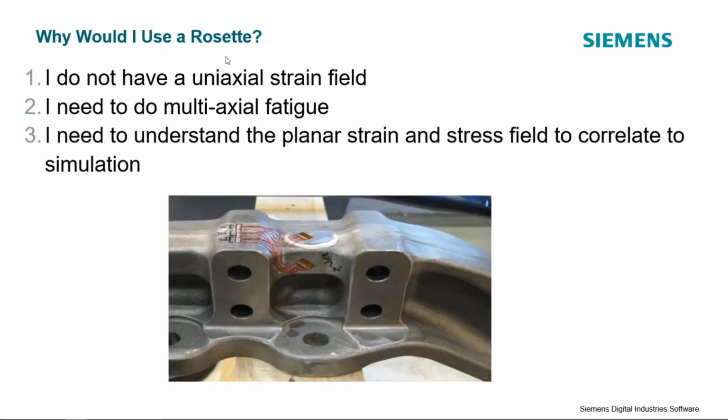So it's important to use a rosette if you do not have a uniaxial strain field, or if you don't know the direction of the strains in your test object, because if you don't use a rosette, you might measure a lower strain value than what the device under test is actually experiencing.